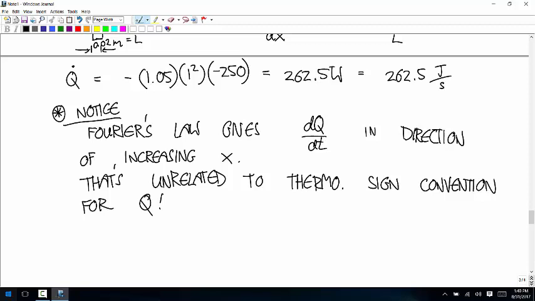262 joules, is that a lot or a little? It depends what your standards are. But how many joules of food energy do you eat per day? 8 million. So a joule is pretty small.